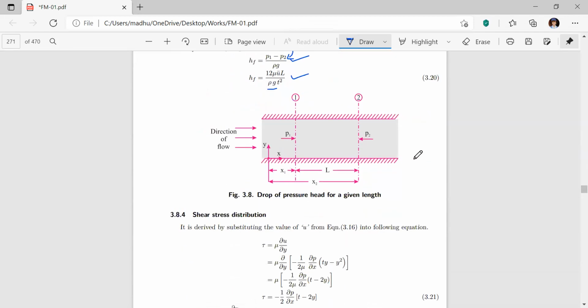Now this is the figure which represents the drop of pressure head for a given length. So this is section 1, section 2. X1 is the position from the origin at section 1, x2 is the position of section 2 from the origin. X1 minus x2 will be the length.